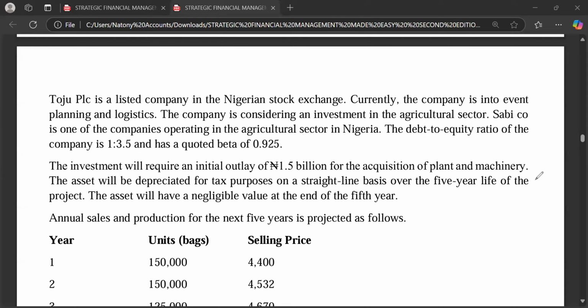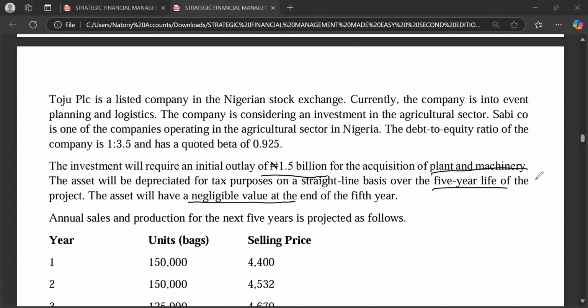The investment will require an initial outlay of 1.5 billion for the acquisition of plant and machinery. The asset will be depreciated for tax purposes on a straight line basis over the 5-year life of the project. So the project is to be carried out for 5 years. The asset will have a negligible value at the end of the 5th year. So the value there will be 0.